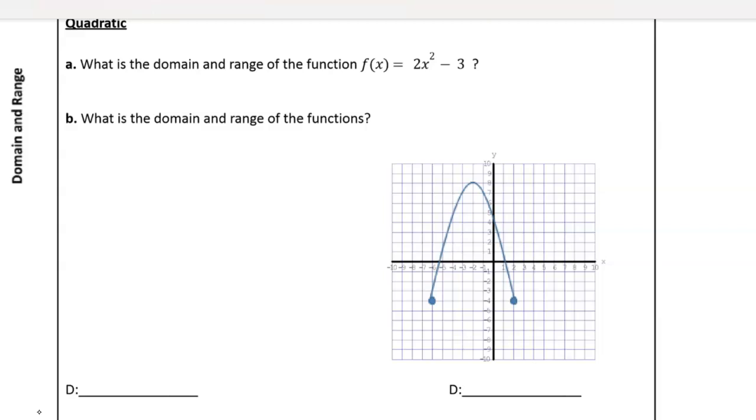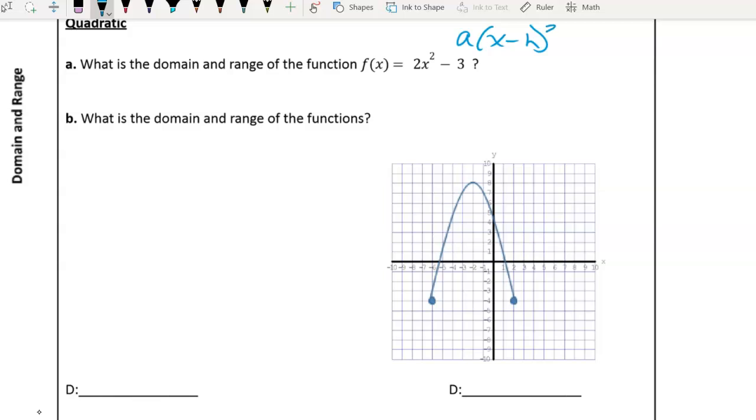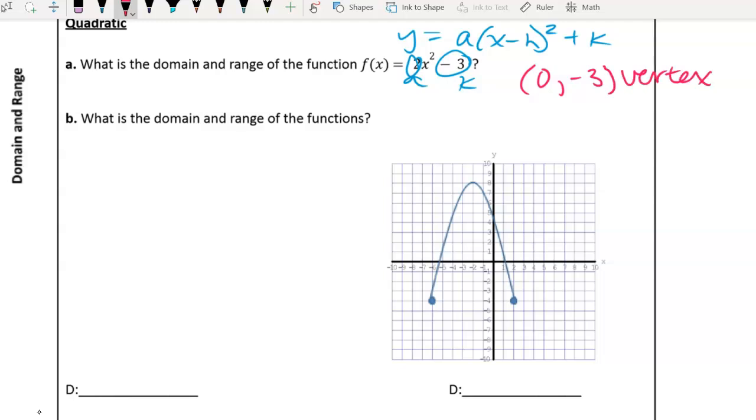If this equation here is in vertex form, a times x minus h squared plus k, we have an a value, we have no h value, and this is our k. So our vertex would be 0, -3. So that was a little tricky there because there was no h value for the vertex.